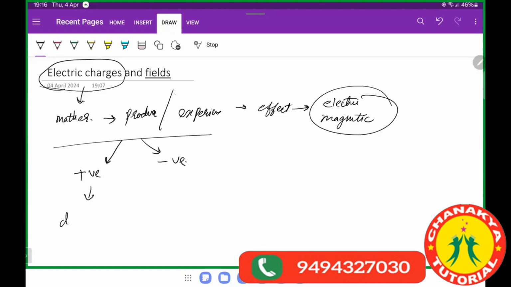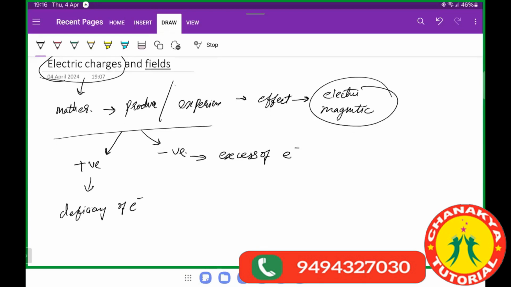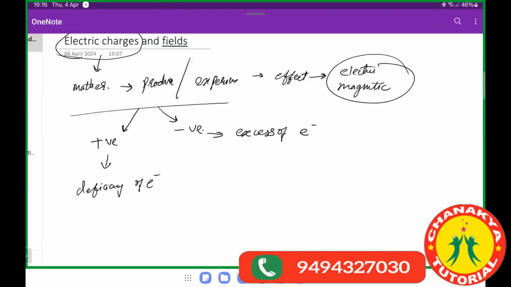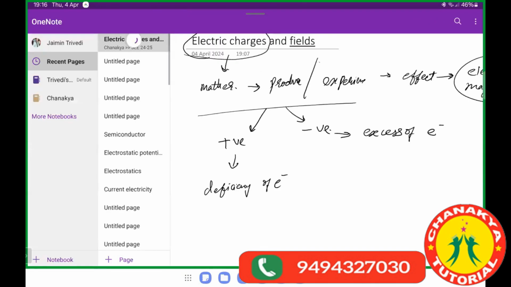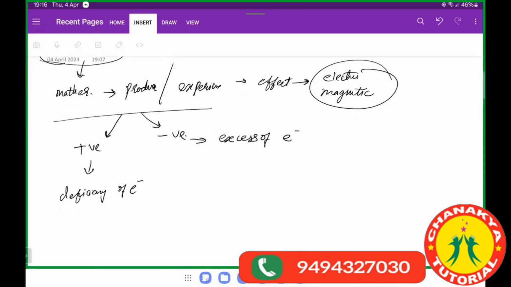Yeah, that is right. We can say deficiency of electrons is positive, and this is excess of electrons. Remember, we studied this on the first day of the 10th standard. It is saved here also somewhere.